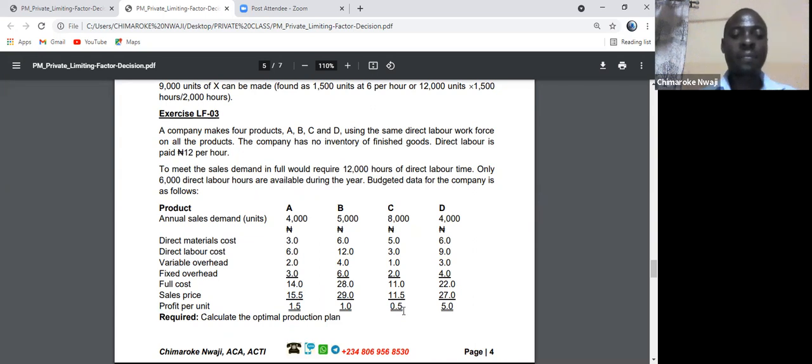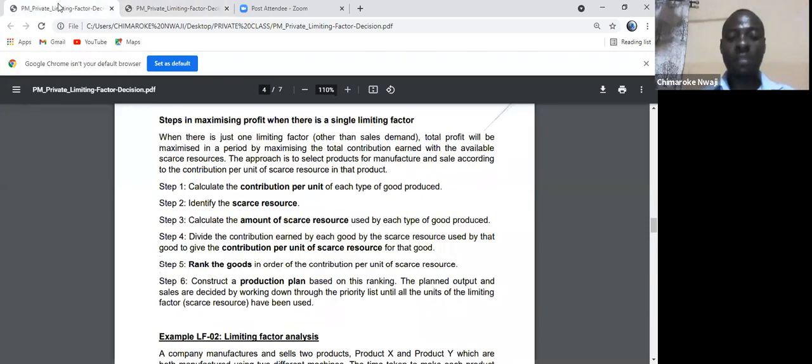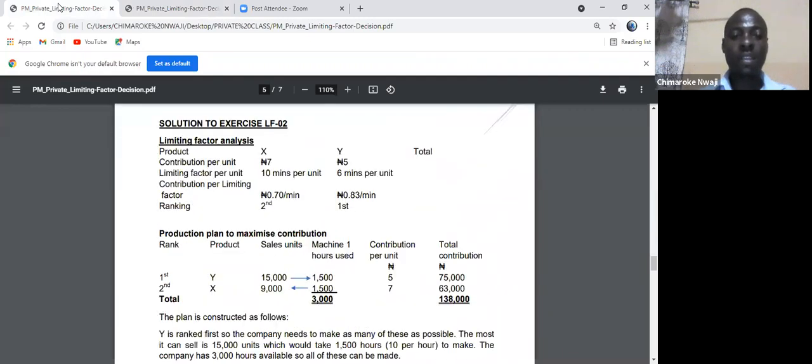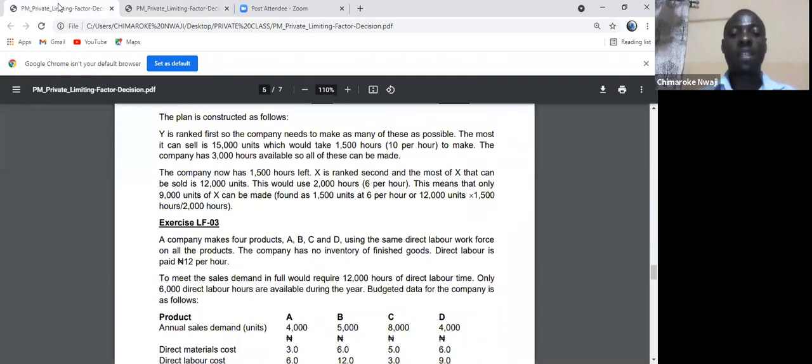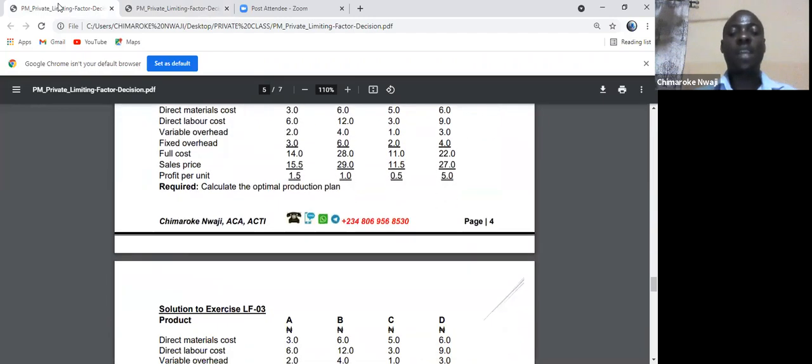Okay. Did you notice something here? Profit per unit is given to us. Contribution per unit is not given to us. Calculate the optimal production plan. Once again, let's activate those 6 steps. Let me go to the solution. Then let's remind ourselves the 6 steps.